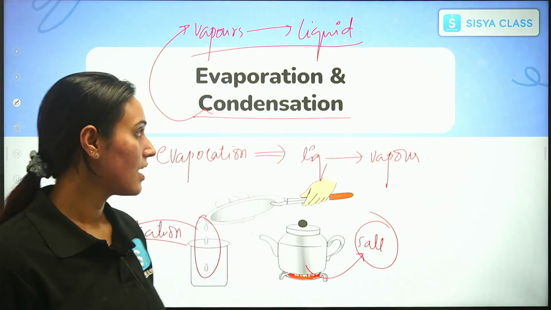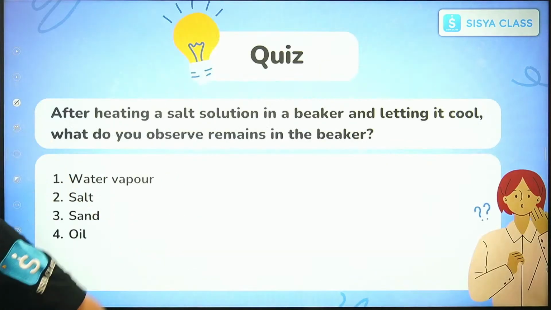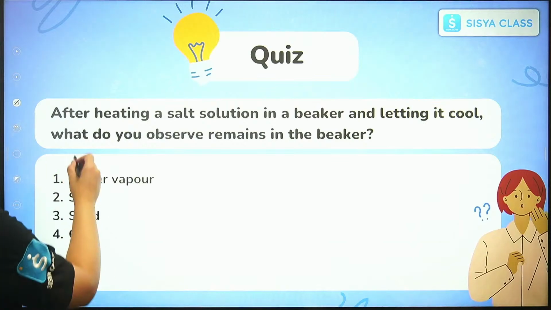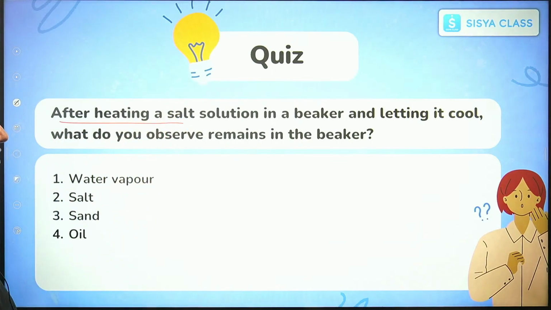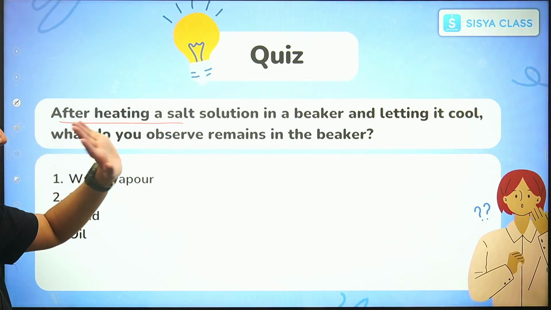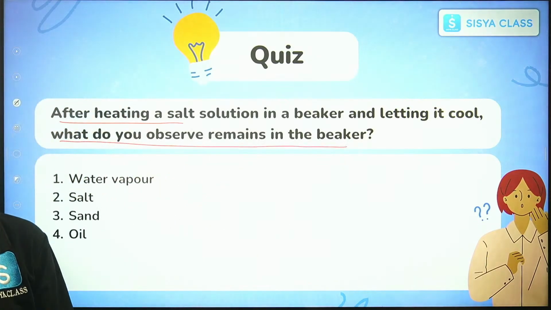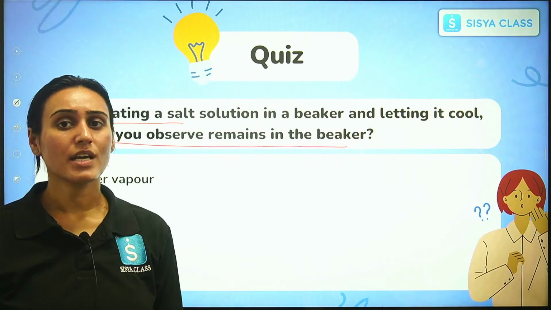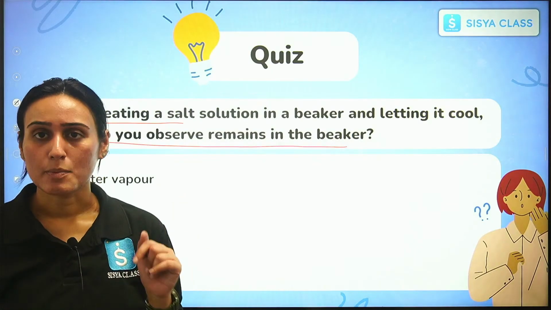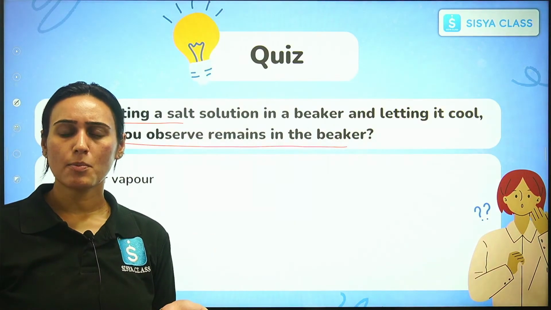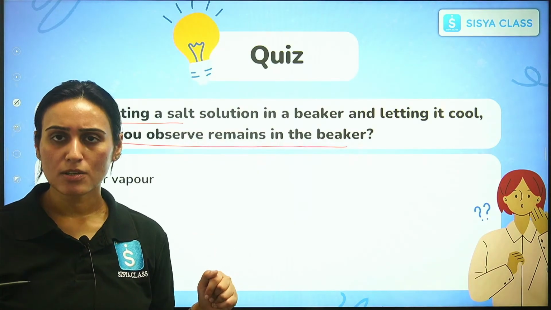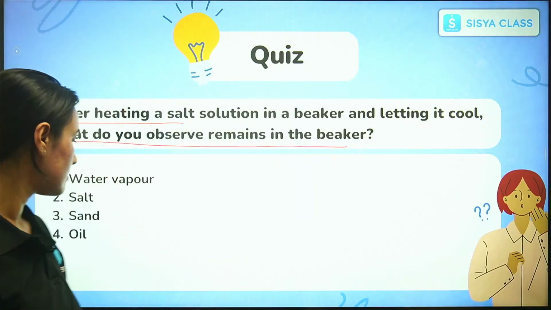All right, everyone. Now, can you answer this question? After heating a salt solution in a beaker and when you let it cool, what do you observe remains in the beaker? You have taken salt solution, you heat it, so your liquid will turn into vapor. So what will be left behind? What type of component did we take in the beginning? Salt. Obviously, salt will be left behind.